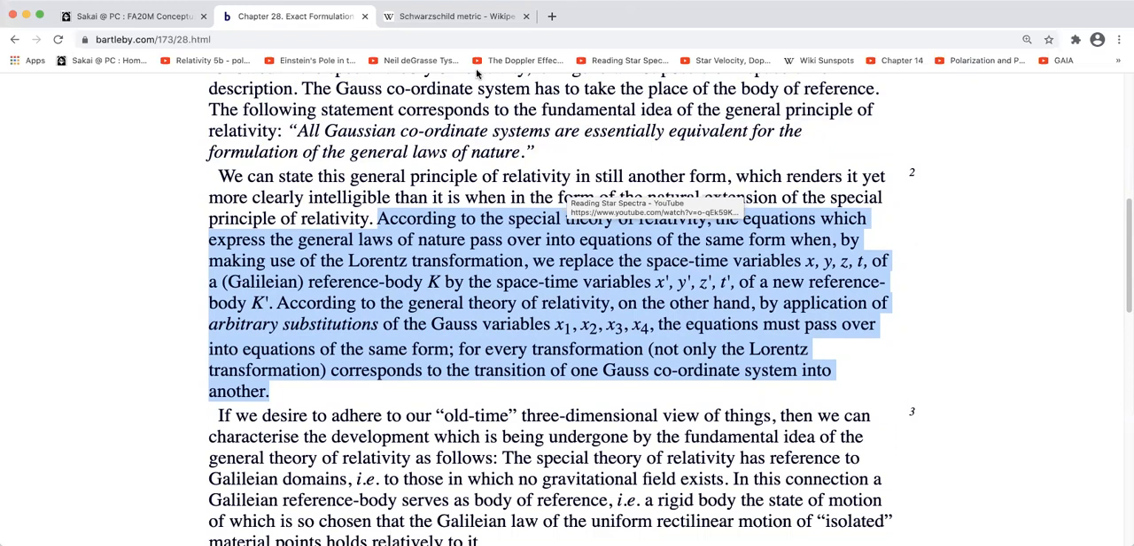Karen Mortimer, are you with us? Yeah, I'm here. Would you mind reading this paragraph for us, please, in blue?